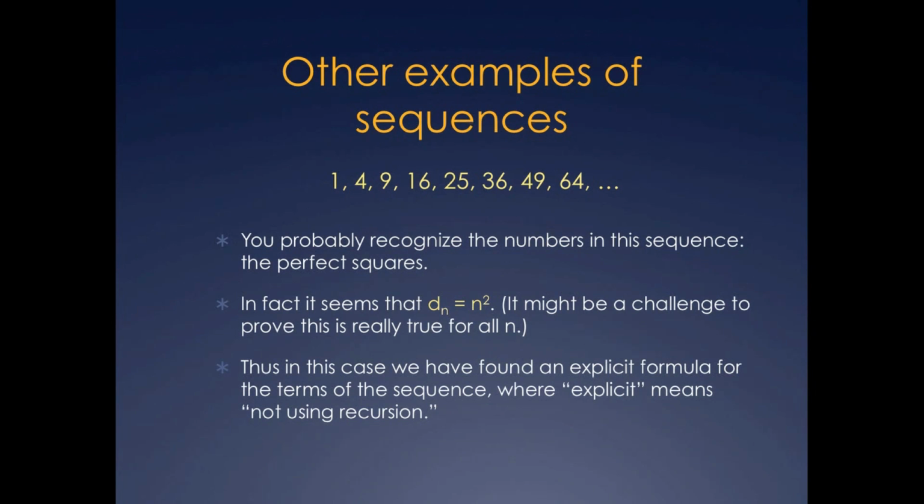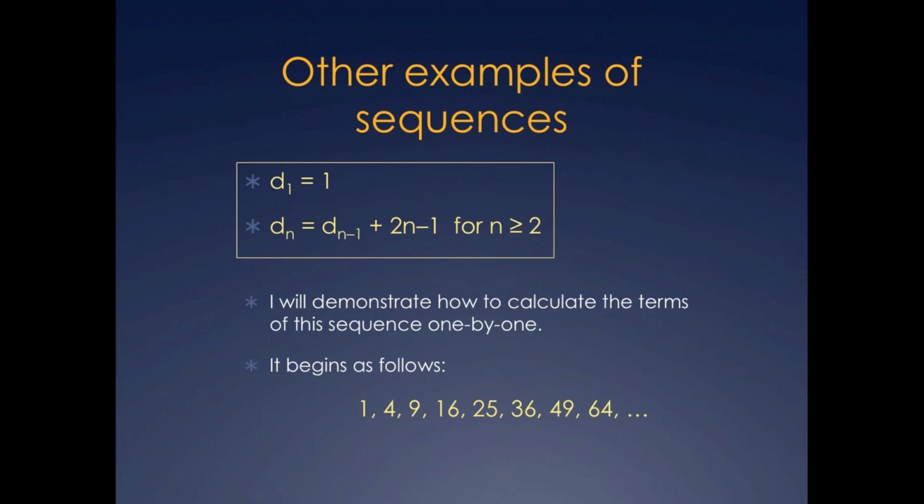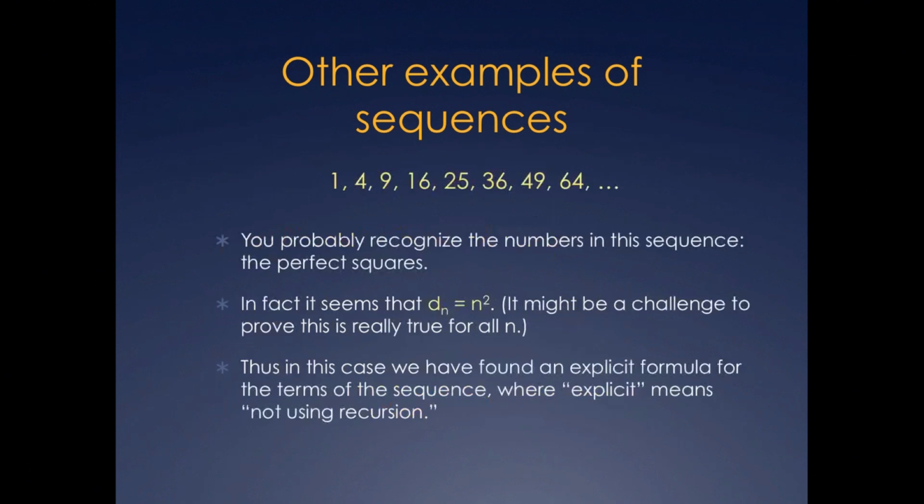Just to make it clear what the big difference is between these, suppose I gave you that definition in the box and I asked you to calculate D100, the 100th term of the sequence. You would find that a really tiresome task, and probably you'd get so tired you'd make a mistake and not get the correct value. On the other hand, if you recognize that Dn is n squared, then it's an easy matter to say what the 100th term must be. It must be 100 squared, which is 10,000.